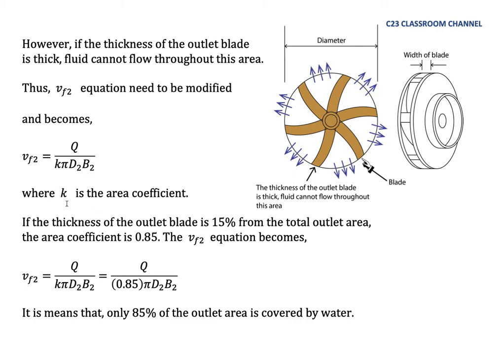The K here shows what percent of the area actually flows water out. So if the thickness of the outlet blade is 15% of the total outlet area, the area coefficient is 0.85. Then the Vf2 equation becomes Vf2 equals Q over K pi d2 b2, and K here means that only 85% of the area flows water.